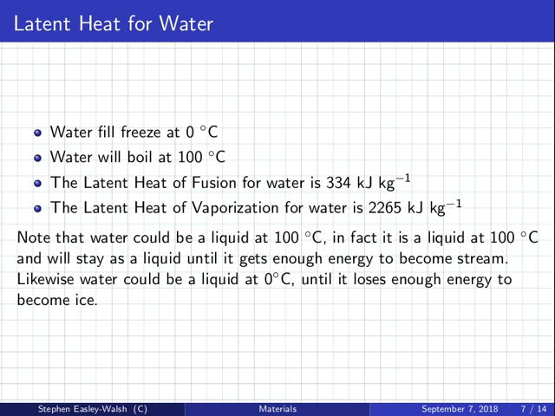So what I need you to write is just these 2 points, these 2 values. And please, it's kilo, so it's 1,000. So these are thousands. So it's 334,000 and 2,265,000. These are the values.